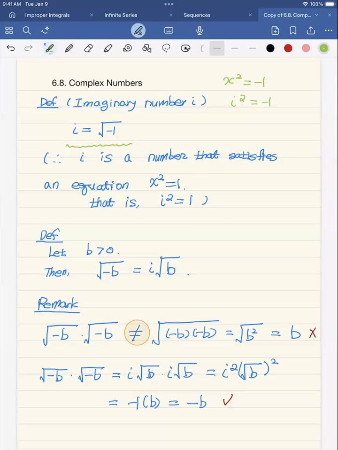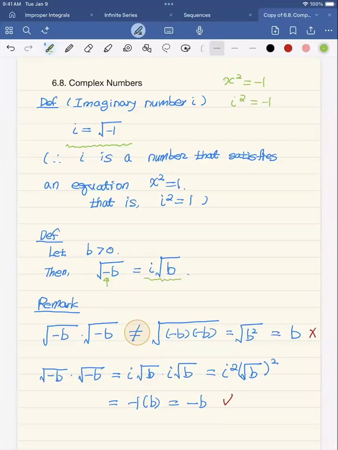Let's suppose that b is greater than 0. Then consider square root of minus b. So minus b is a negative number. Then we have to write it as i times square root of b.